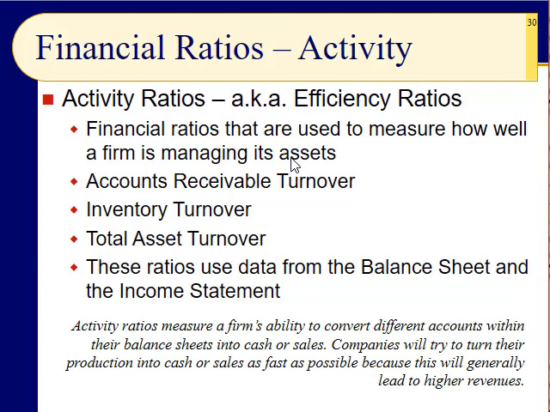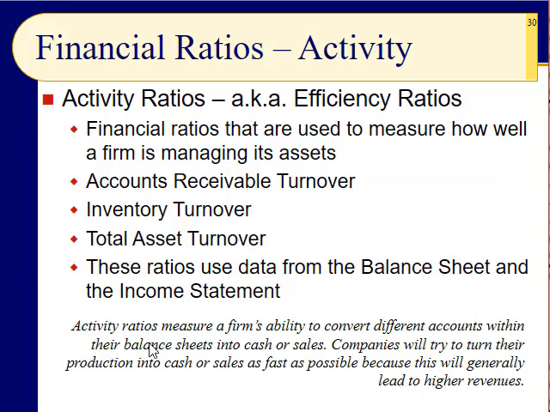The next group are the activity ratios. These are sometimes called efficiency ratios, which I think is a little better name, the efficiency ratio. But basically what they're saying is, okay, how are you managing your assets, right? And turnover really means that. How many times do we turn over our accounts receivable? How many times do we turn over our inventory? How many times do we turn over our total assets? So we use information from the balance sheet and the income statement.